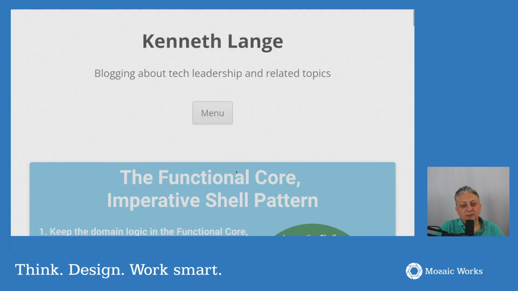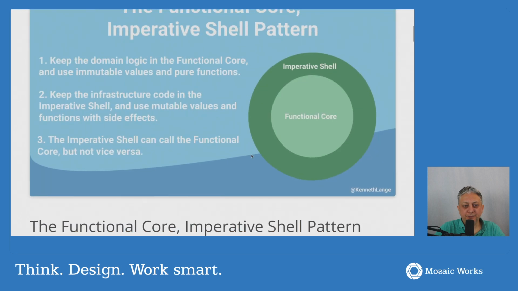And this reminded me of the other approach, functional core imperative shell, which is something that you can use for your monoliths, but not only. So basically what you have is a functional core where you keep the domain logic, and use immutable values and pure functions.